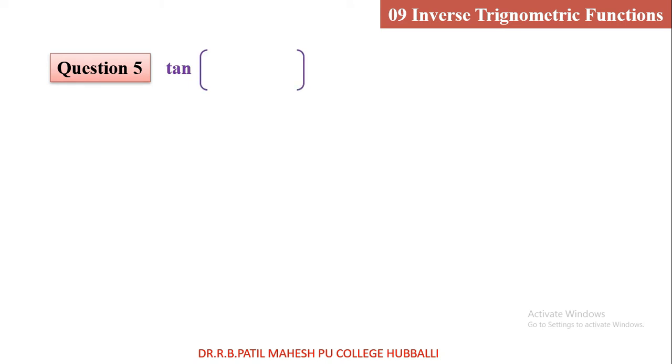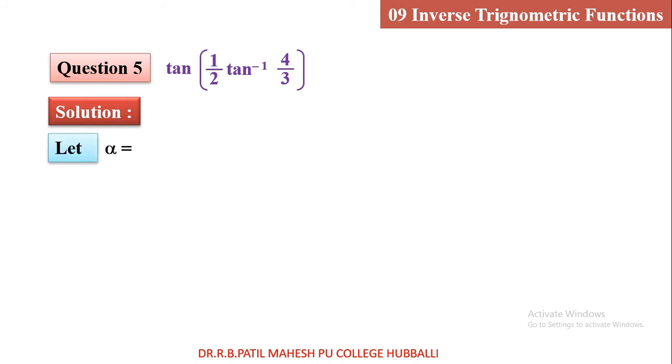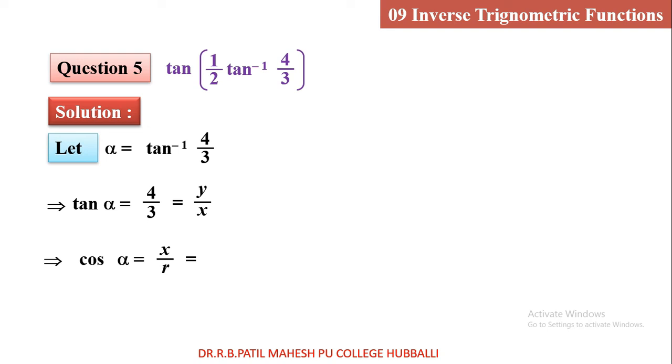Then question number 5. Value of the expression tan of 1 by 2 tan inverse of 4 by 3. Solution. Let me take alpha equal to tan inverse 4 by 3. So that tan alpha is equal to 4 by 3. Again I'll express it as opposite divided by adjacent. So opposite side is 4, adjacent is 3. So cos alpha is adjacent divided by hypotenuse. So using Pythagoras theorem, the hypotenuse you will be getting is 5.